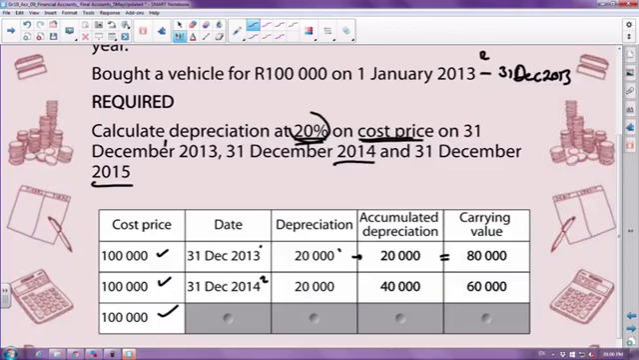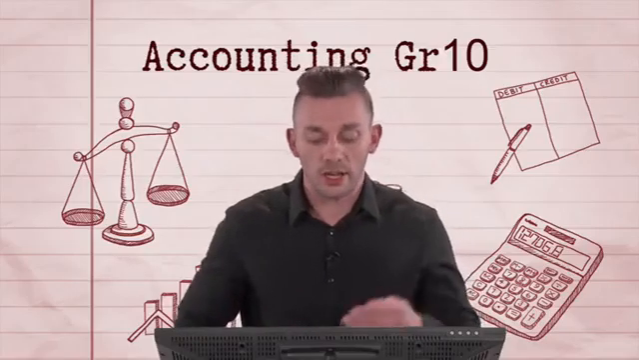Therefore, you lost again 20,000. So your depreciation, your expense for this year will be 20. But now, how much did you lose in total? 20 plus 20, and that will give you your 40,000. Now, how much is your book value? You take your 100 minus your 40, that's the value lost, to give you your 60,000. Now guys, I'm going to give you 1 minute to calculate the last year, the 2015 period for me.